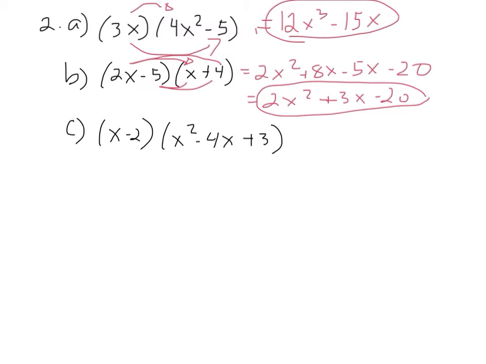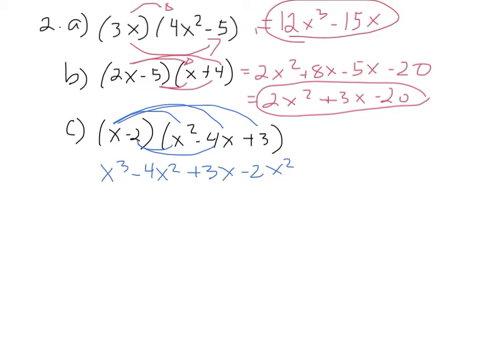In this case, I'm not going to FOIL exactly like we did before. I just want to make sure I take each term multiplied by each term. So x times x squared will get me x cubed, x times negative 4x, minus 4x squared, x times 3, plus 3x. Now, negative 2 times x squared, minus 2x squared, minus 2 times 4, so plus 8x, and minus 6.